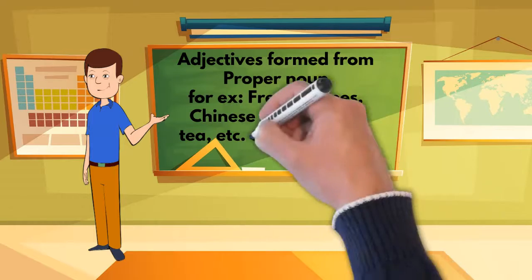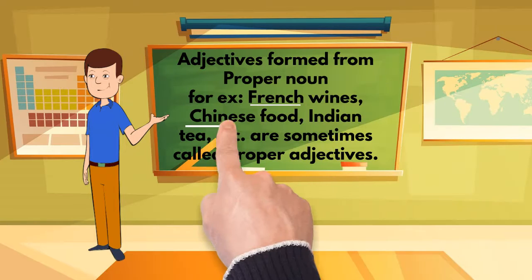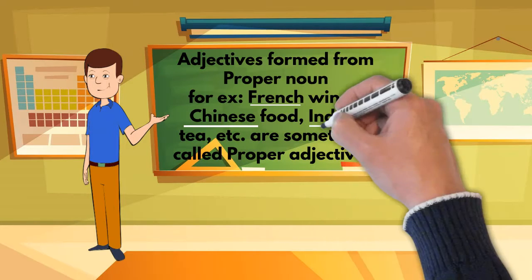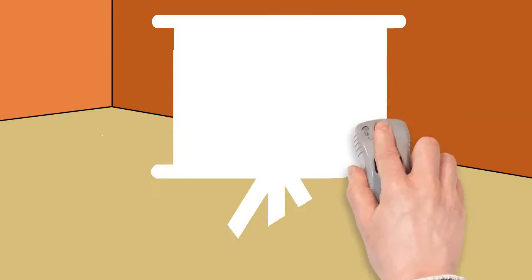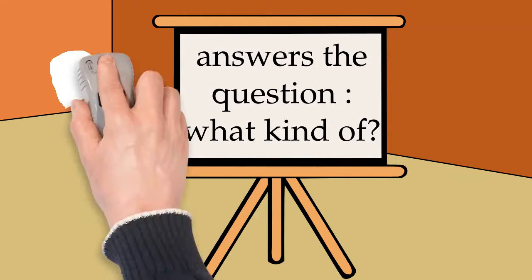Adjectives formed from proper nouns, for example, French wines, Chinese food, Indian tea, etc., are sometimes called proper adjectives. They are generally classed with adjectives of quality. It answers the question, what kind of?